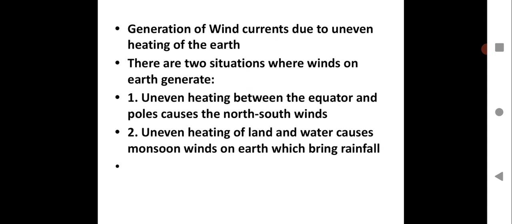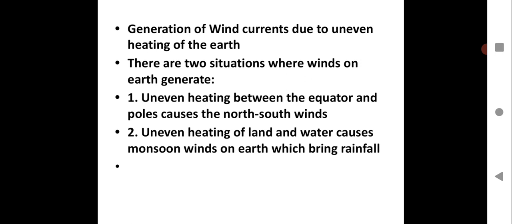So how are winds generated? Winds are generated for a simple reason: the movement of air. And how does the air move? Because of convection. The hot air expands and rises, and the place which is left by the warm air will be occupied by the cold air, and that causes convection. So uneven heating between the equator and the poles will cause the north-south wind because of the difference in air pressure.